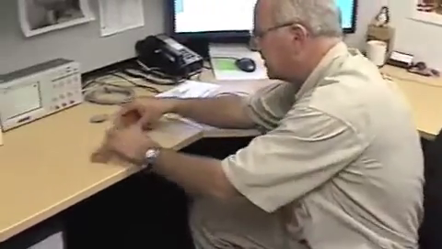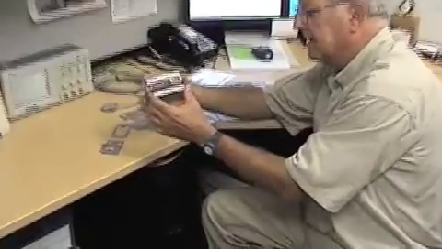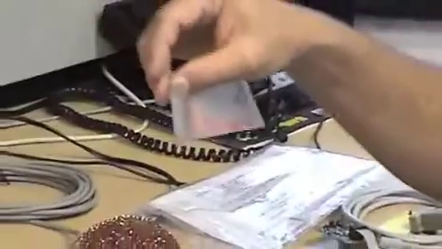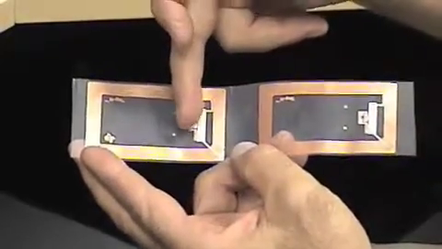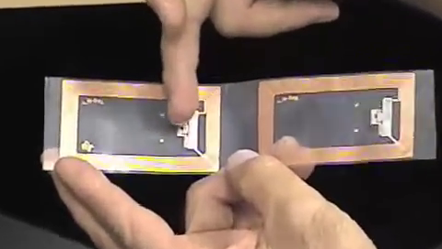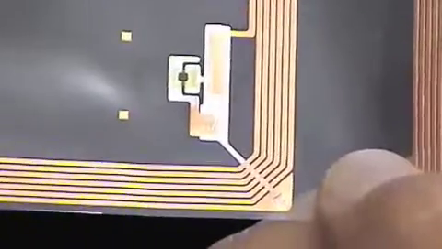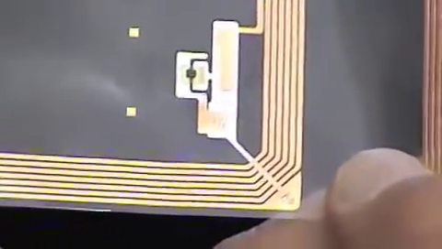These are some other tags. Sometimes you see a card like this, and basically in the card you've got one of these what they call inlays. Here's an RFID inlay, and what it consists of is a coil antenna, and it's very hard to see in there, but there's actually a little integrated circuit which takes its energy off the coil, and there's a memory on there where the information from the RFID is stored.